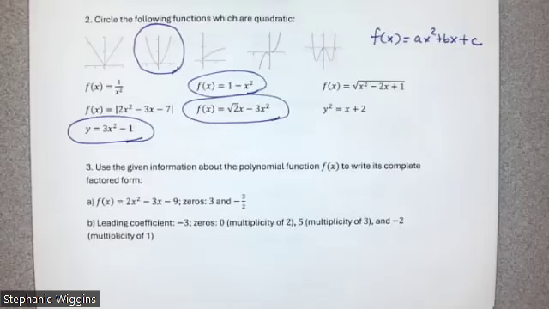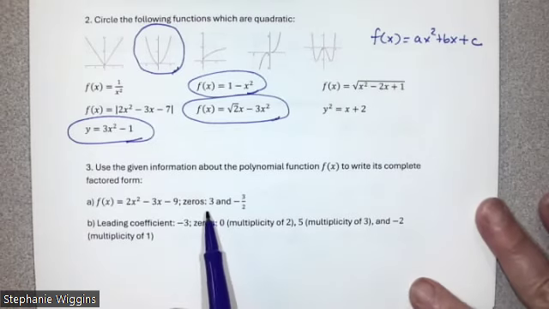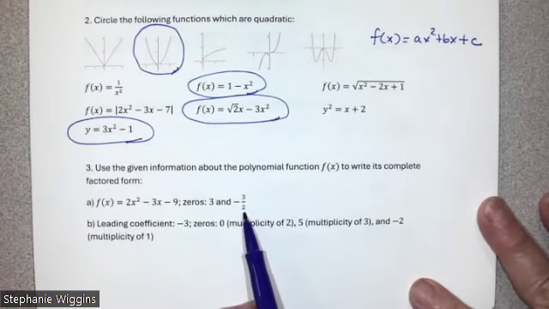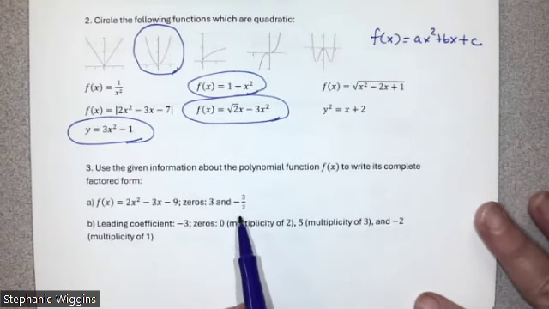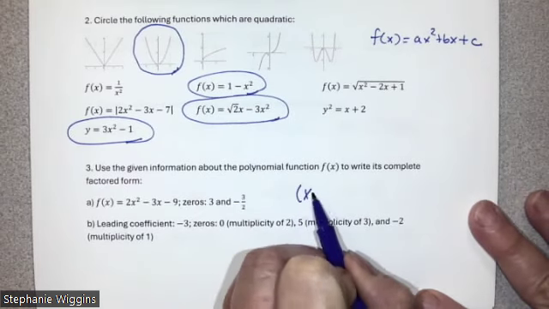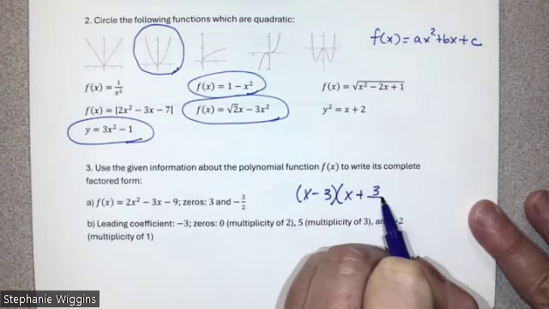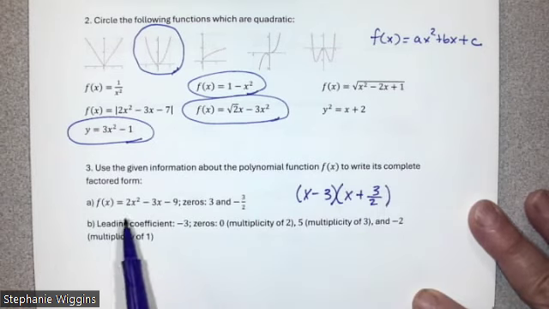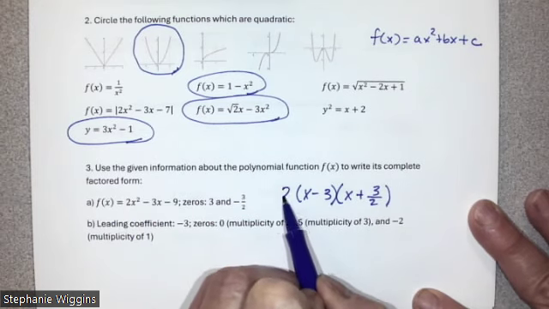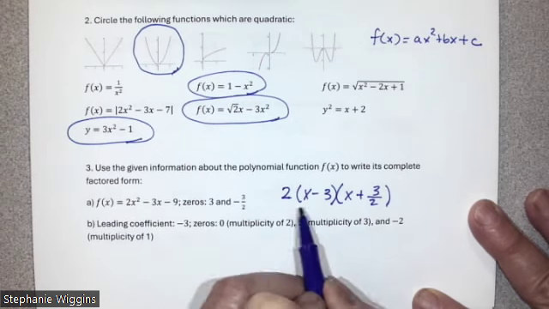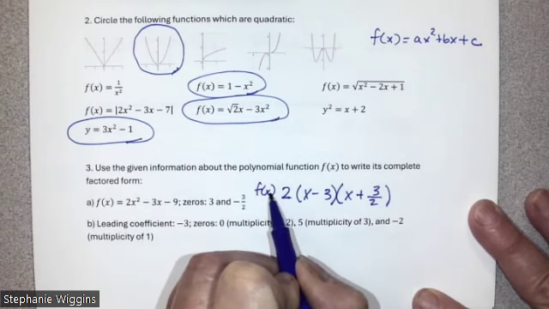Use the given information about the polynomial f of x to write its complete factored form. So we are told that it has zeros 3 and -3/2, which means that x minus 3 is a factor and x plus 3/2 is a factor. And then the leading coefficient is 2. So this is the factored form.